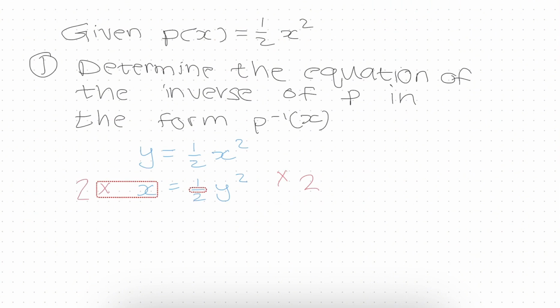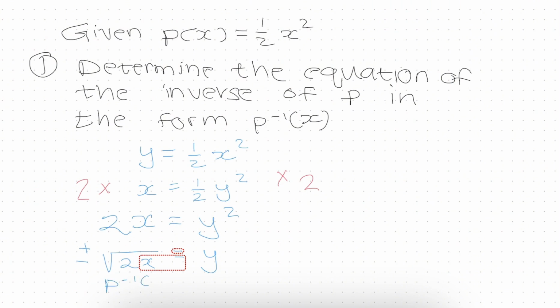So I'm going to multiply by 2 on the left and right to get rid of the coefficient. Then I need to get rid of the exponent through evaluating the root on both sides. Okay, and whenever we take the root, we need to say plus minus. Putting it into the inverse structure, p to the negative 1 of x is equal to, and now you list the function that you've just calculated.